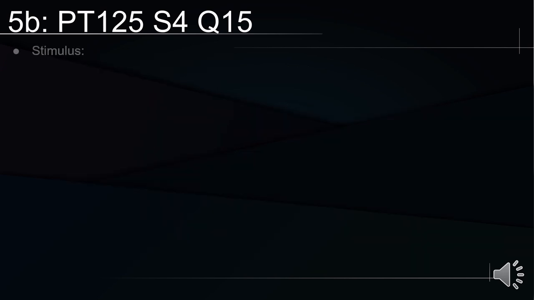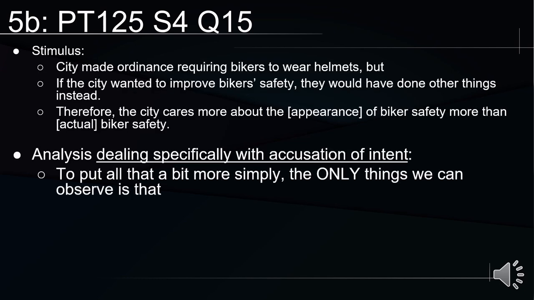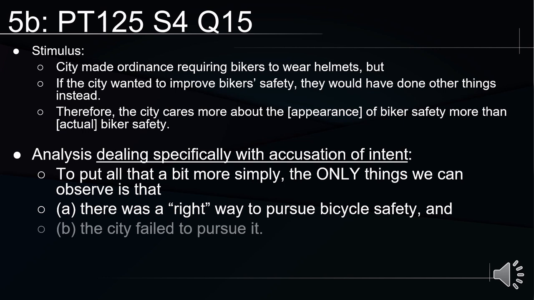So, to put it all a bit more simply here, the only things that we can observe about the city and its passage of the helmet ordinance is that there was a right way to pursue bicycle safety, according to our arguer. There's all these other things that the city should have done. But again, the only thing we know is that the city went another way. If the city failed to pursue that right way and went in another direction, that's all we know.